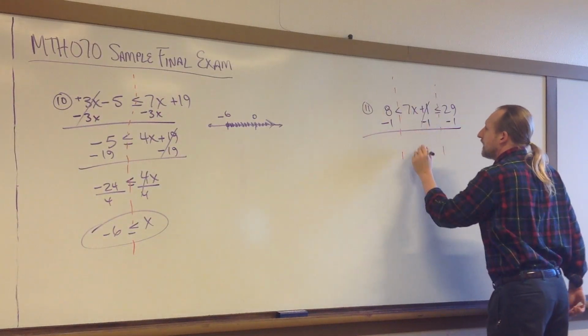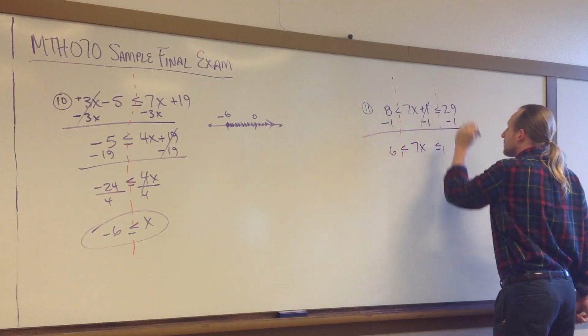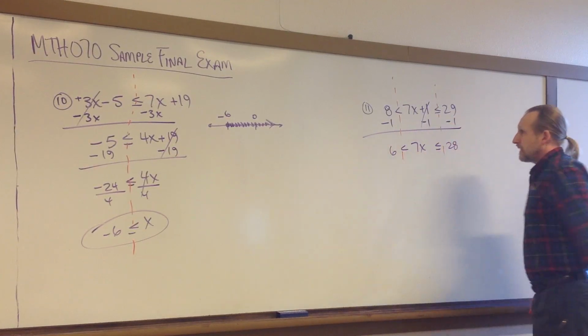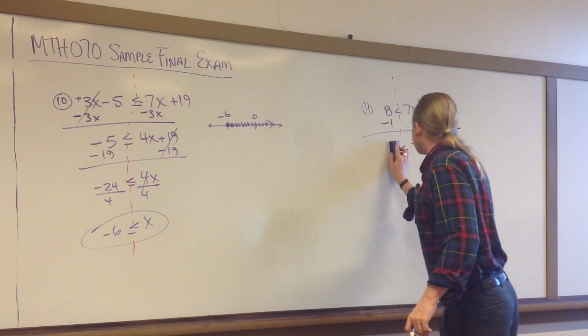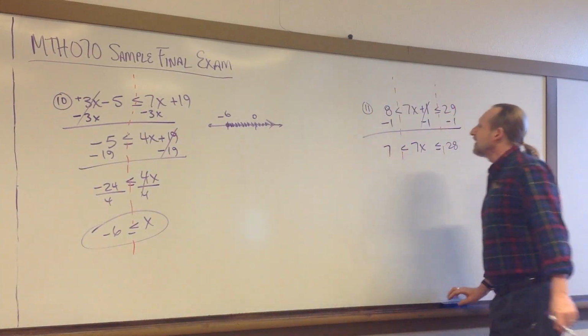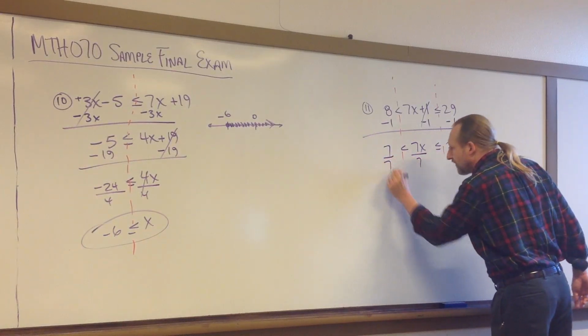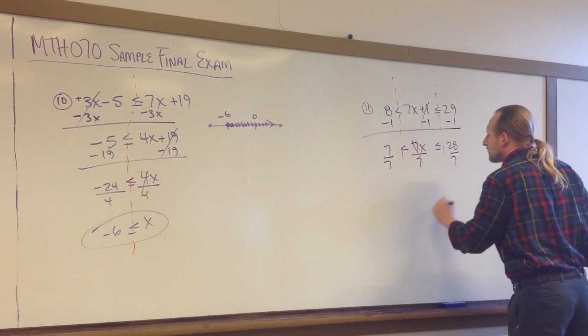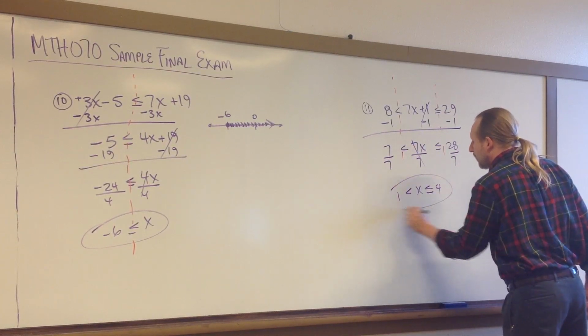So this will cancel out the 1 and leave me with 7x. Over here I get 6. Over here I get 28. Oops, not 6. 8 minus 1 is 7. There we go. Okay. And now when I go in to divide by 7, I have to do that in 3 different places. So x is less than or equal to 4, but greater than 1.